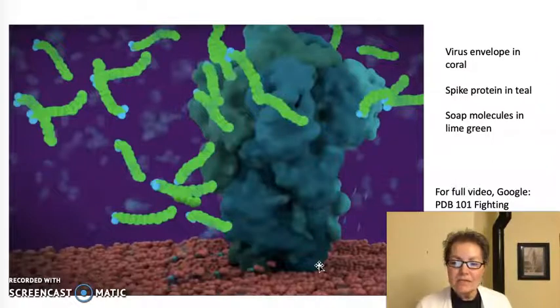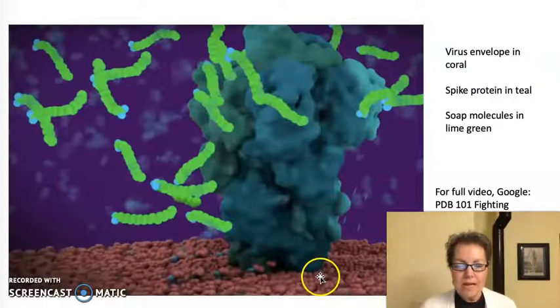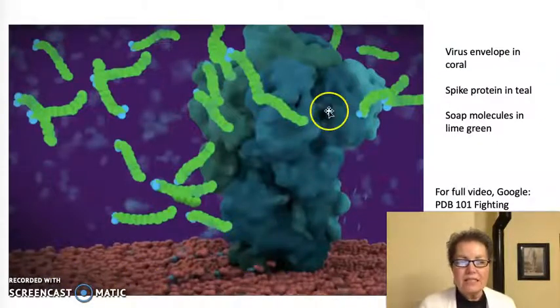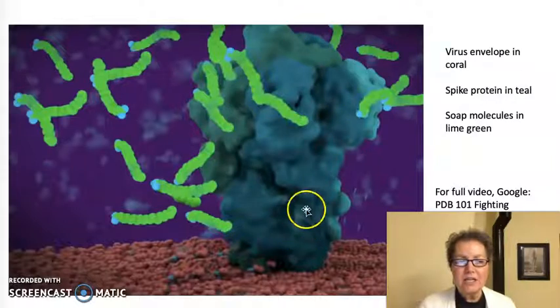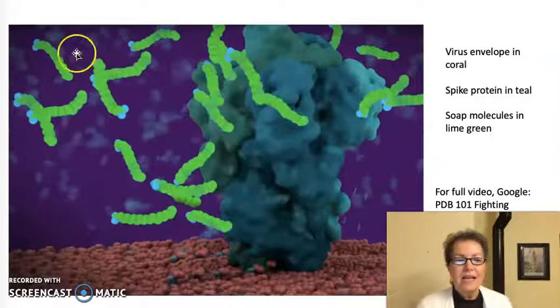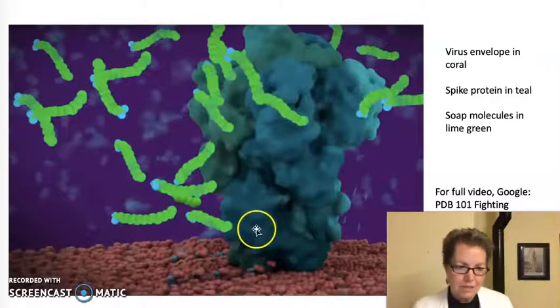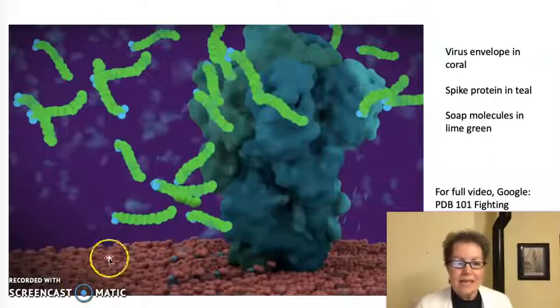And in this video, we have a change in our color scheme. So the coral bumps that you see down here represent the membrane and the envelopes. It was gray in the CDC image. The green teal here is the spike proteins, which was red in the CDC image. And these lime green things are the soap molecules. And we will see how the soap molecules interact.